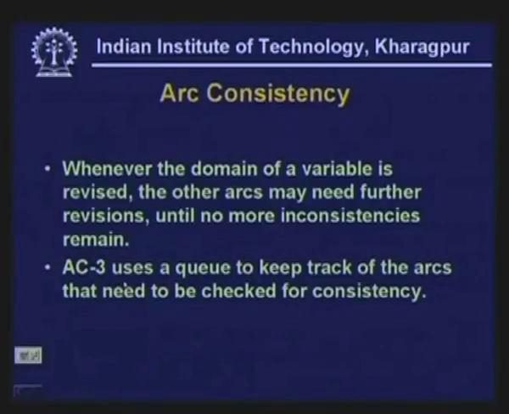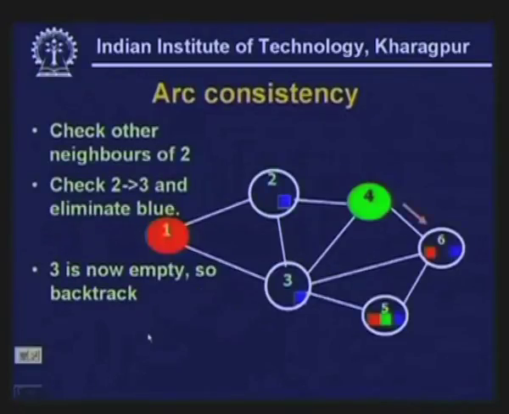Okay. Now, one implementation of the arc consistency algorithm is the AC3 algorithm. The AC3 algorithm uses a queue to keep track of the arcs that need to be checked for consistency. Because as we said, when we assign 4 to green, it is not enough that we check the domains of 2, 3 and 6, which are neighbors of 4, but if these domains did change, we have to check 2 with its neighbors and do this recursively until there is no further constraint propagation.